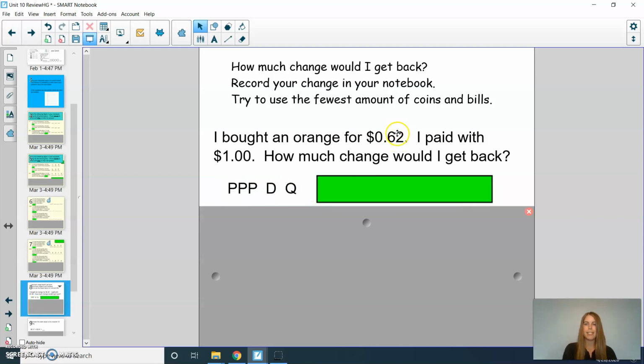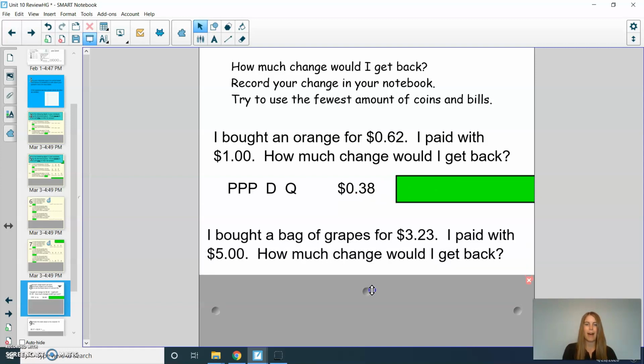So if I had 62 cents, I'm going to start at 62. I'm going to add my pennies, so I'm at 63, 64, 65. Now normally I would add a nickel next, but what I notice if I'm at 65 and I add a dime, then I get to 75. From 75, if I add a quarter, then I would get to my dollar. So the change that I would get back would be 38 cents.